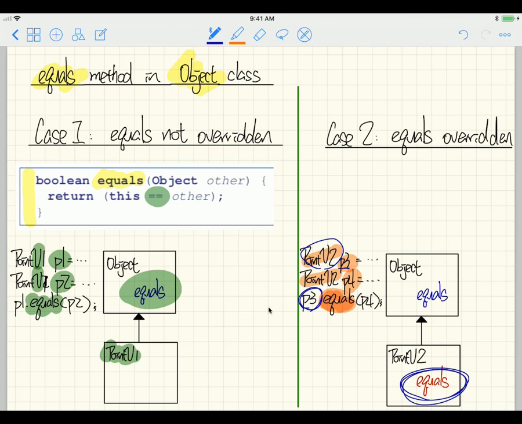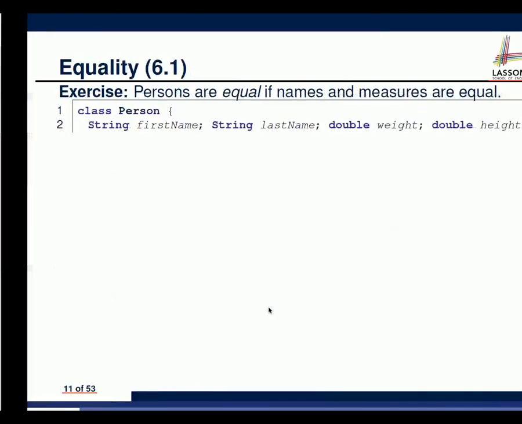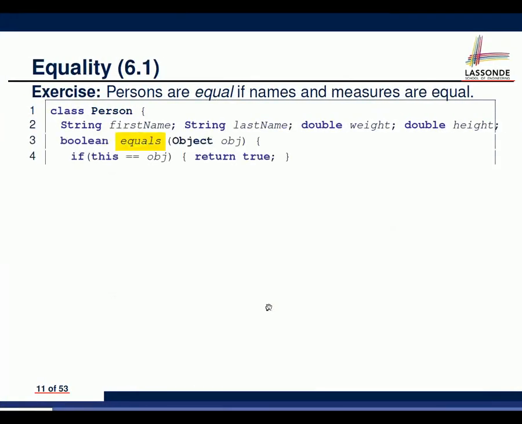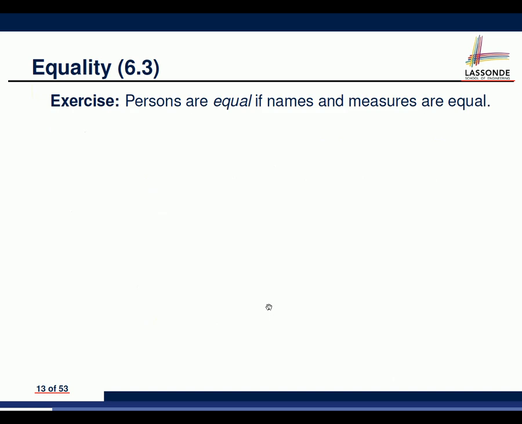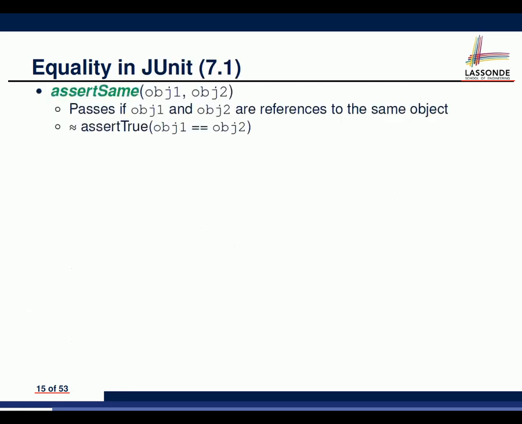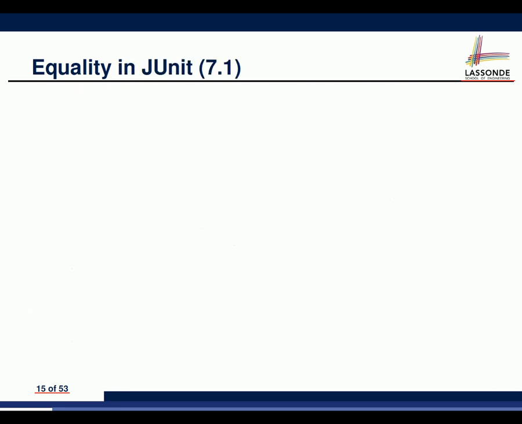Are we okay? Okay. Now I want to have one slide to show you first what you can do for the equals method with JUnit. One slide to summarize what you should know. There is an assertion called assertSame, and you can pass two object variables there, obj1, obj2, for example p1, p2, or p2, p3, etc. So what does it really do?